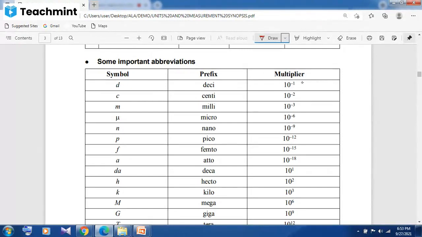10 power minus 1 means it is called deci. For example, if you have 1.1 into 10 to the power minus 1, you can say 1.1 deci. If it is a length in meters, you can say 1.1 into 10 power minus 1 meter, or we can say 1.1 decimeter. If it is said decimeter, then you should know that deci means 10 power minus 1. Okay, take down. Centi means what? Centimeter, you might be knowing.